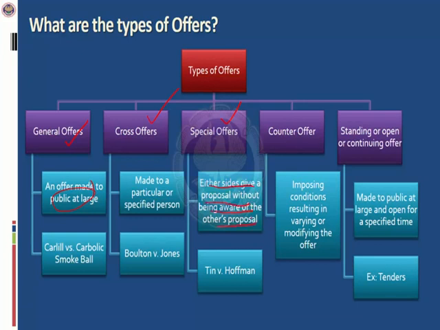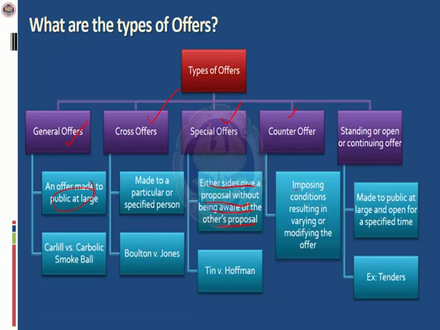For example, I wish to go to Mr. A to buy his horse. And Mr. A comes back to me and says, I want to buy a horse. So by the time my offer reached him, he had already come to me with his offer. So he did not know that I wanted to sell my horse to him, and I did not know that he was willing to sell his horse to me. And therefore, it's a special offer.